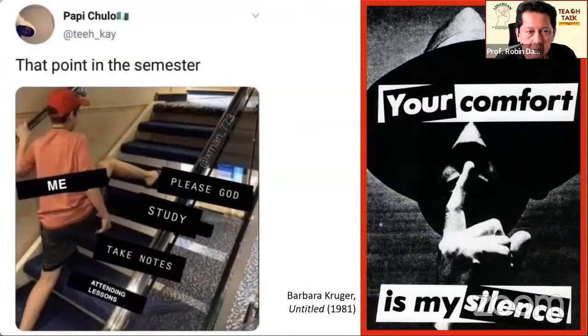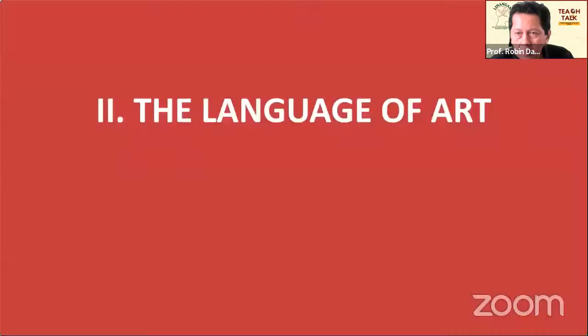At some point in the semester, towards the end, my students and I talk about memes, currently the most accessible visual form, thanks to social media. To the question, what image expresses your situation at the moment? One student submitted the meme at left. As a teacher and art studies major, I saw the meme's device of text placement as similar to Barbara Kruger's work. This leads us to topic number two, the language of art.